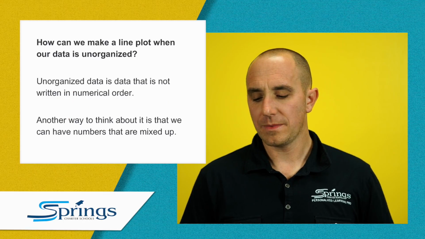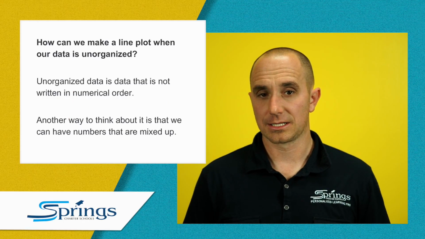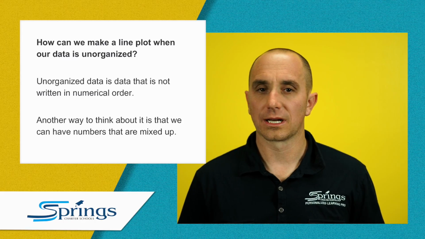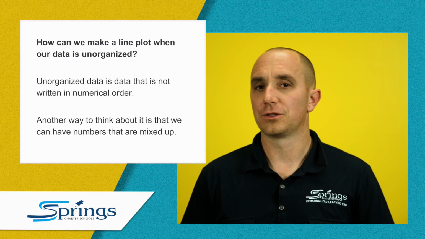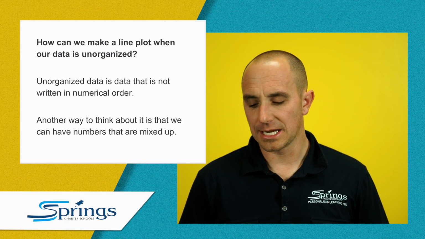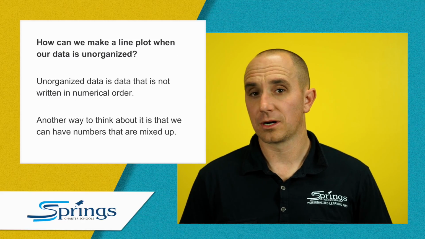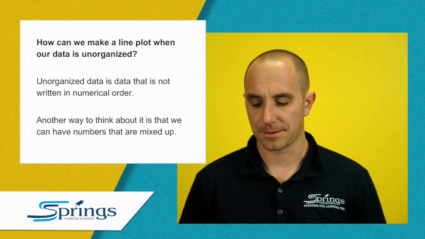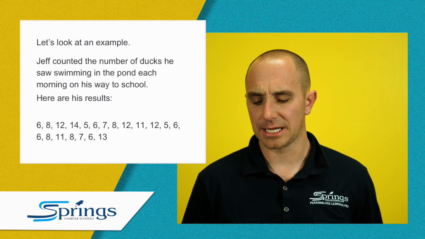Okay, so how can we make a line plot when our data is unorganized? And truthfully, guys, most data that you're going to get is going to be unorganized. It's not going to come in perfect numerical order. So unorganized data is data that is not written in numerical order, like I just stated. Another way to think about it is that we have numbers that are all mixed up. So let's look at an example.